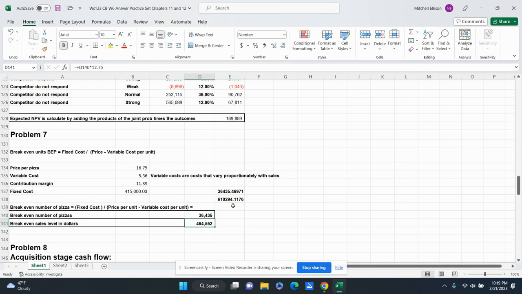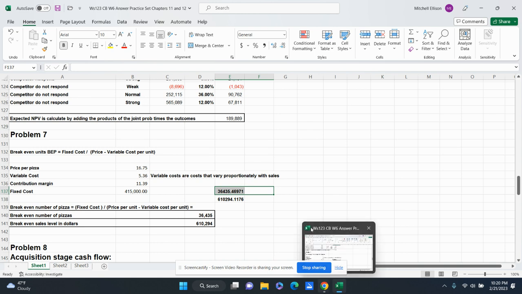I guess what did I do here? Oh, use the old one. The old price, or is it? Maybe it is 12. I don't have the problem in front of me, so I can't tell whether it's 12.75 or 16.75. 16 probably, and that would give you 610,294. But again, I don't have the problem in front of me, so I can't say.